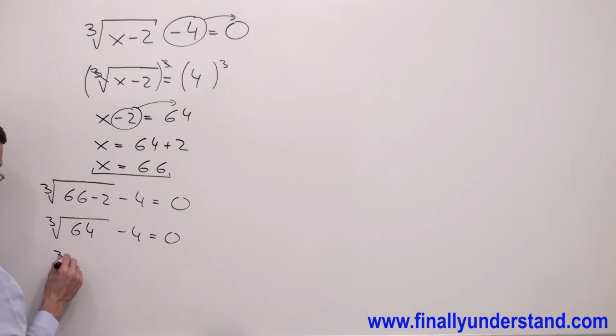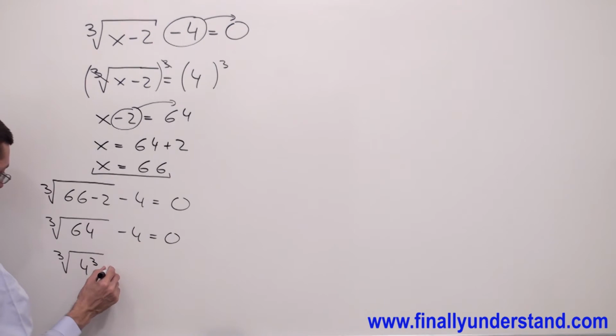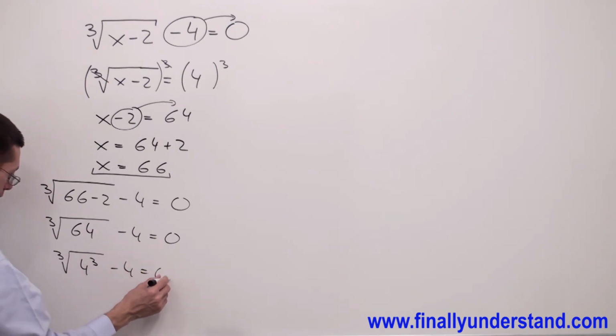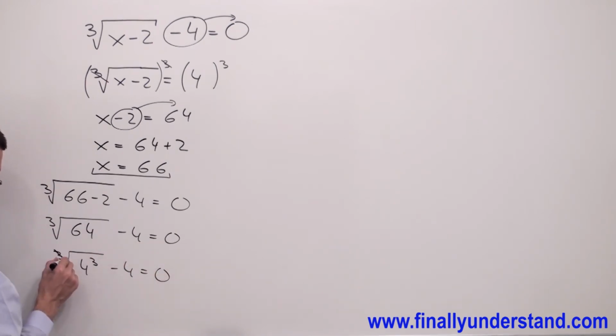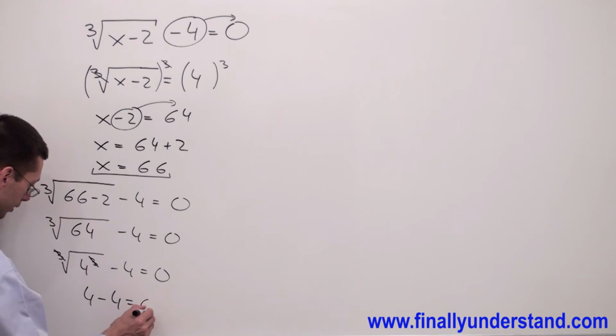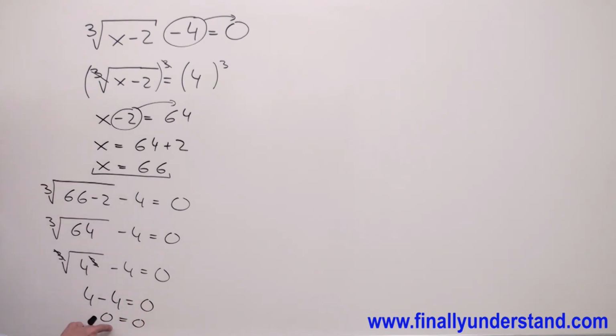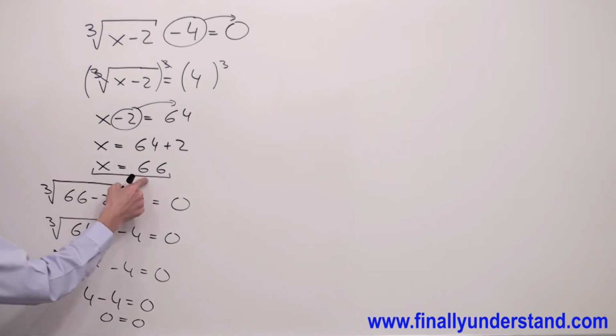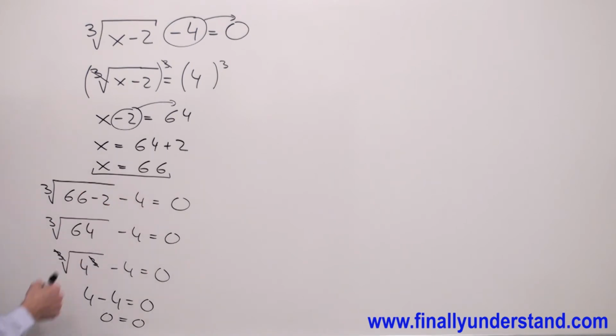Cube root of 64 I can rewrite as 4 to the third power, minus 4 has to be equal to 0. Cube root and third power are going to cancel out. I have 4 minus 4 is equal to 0. 0 is equal to 0. The left side is equal to the right side. That's why x equals 66 is the solution to my problem.